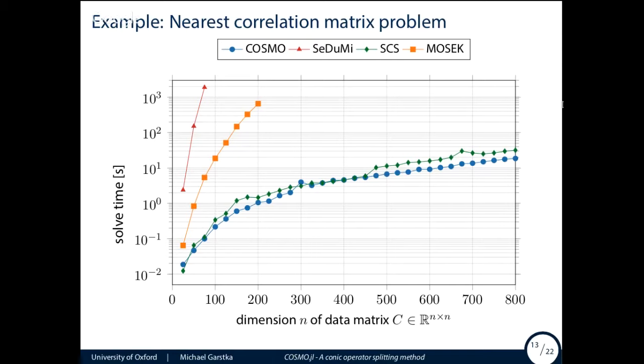And actually, you can see that for large problems, Cosmo has a small advantage against SCS, even though SCS is written in C and Cosmo is written in Julia. And that is likely because SCS has to take the quadratic cost term and put it into an additional constraint, which leads to more projections.